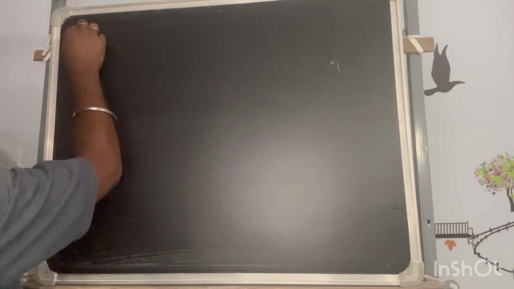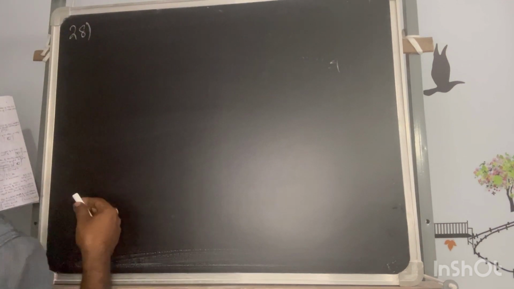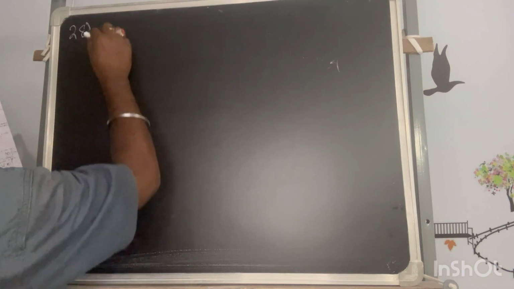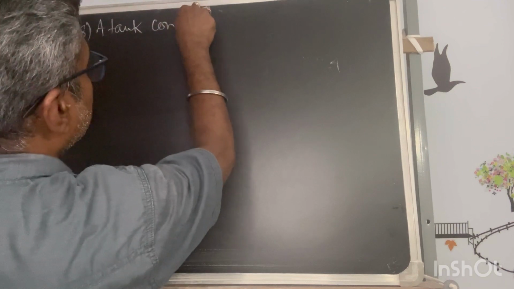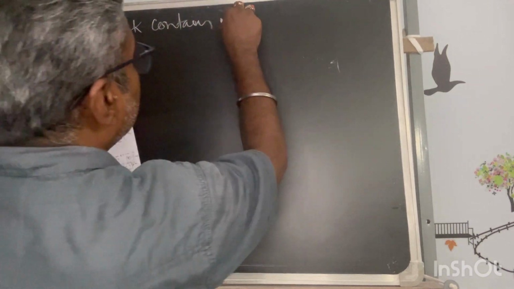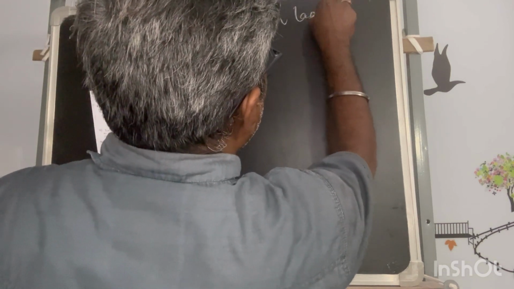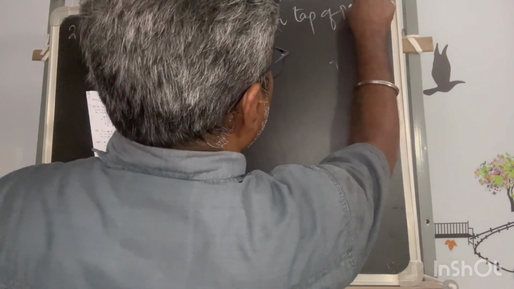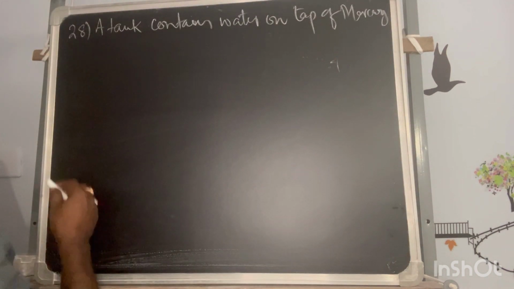The next problem that will come is number 28 on fluid statistics. Problem 28 says a tank contains water on top of mercury, as shown in figure.